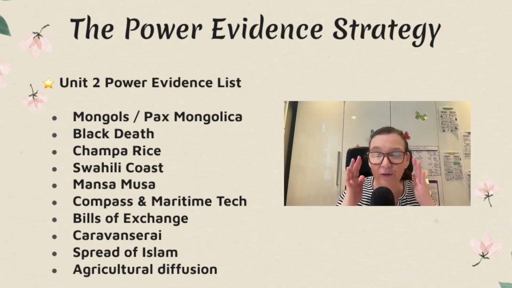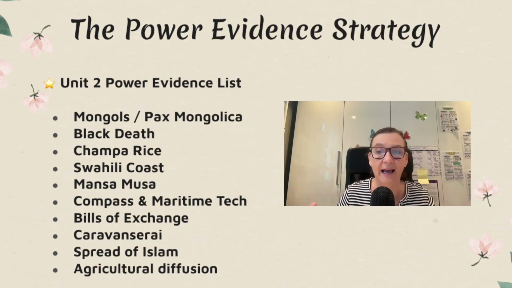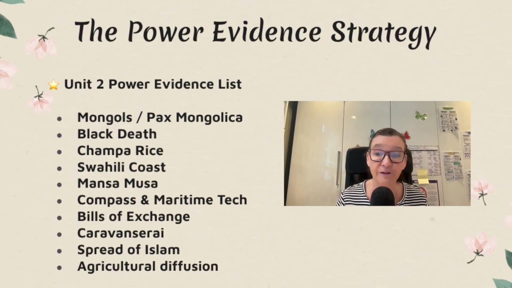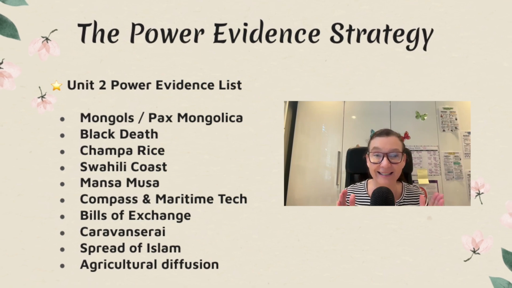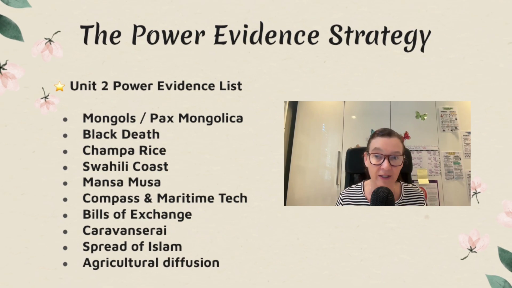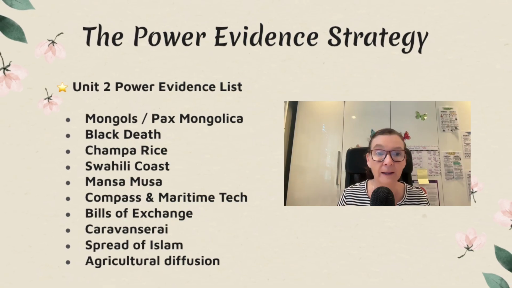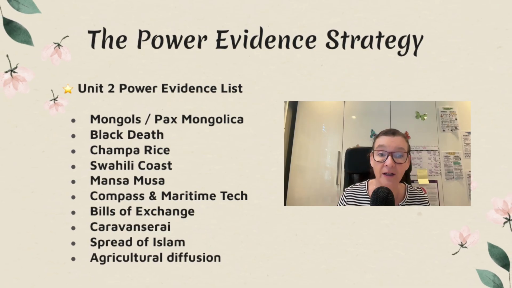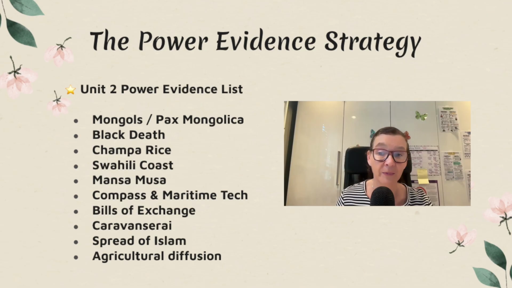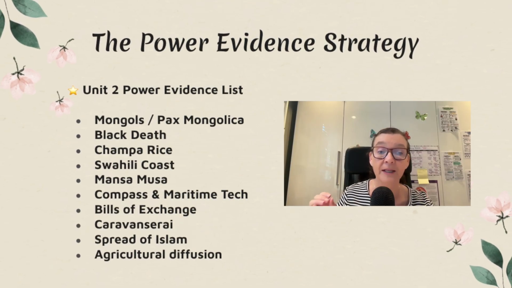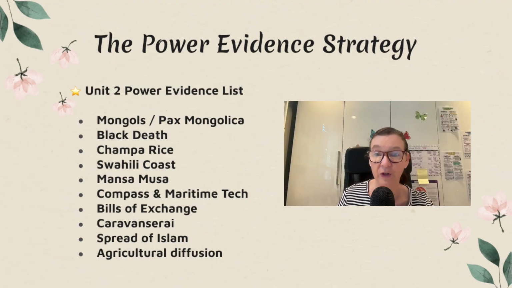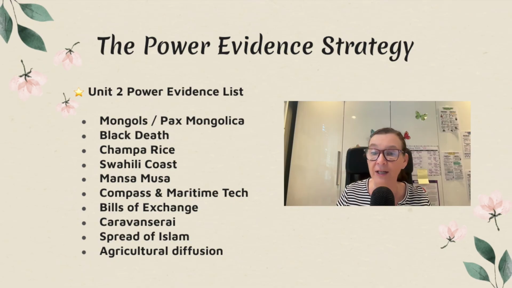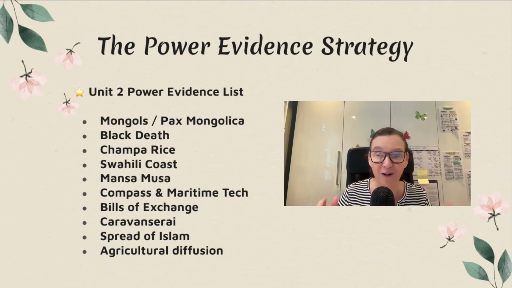So as I mentioned earlier, you don't need a ton of examples. You don't need 50, 60, 70 examples for each theme. You need about 8 to 10 flexible examples that you can explain deeply. So here's your Unit 2 power evidence list: Mongols, Pax Mongolica; the Black Death; Champa Rice; Swahili Coast; Mansa Musa; the Compass and Maritime Technology; Bills of Exchange; Caravanserai; Spread of Islam; agricultural diffusion. If you can explain how and why each of these examples matter, you can answer just about any prompt the College Board's going to throw at you.